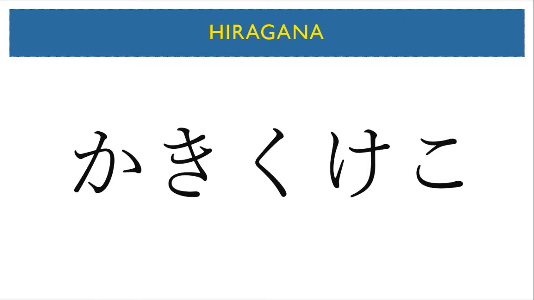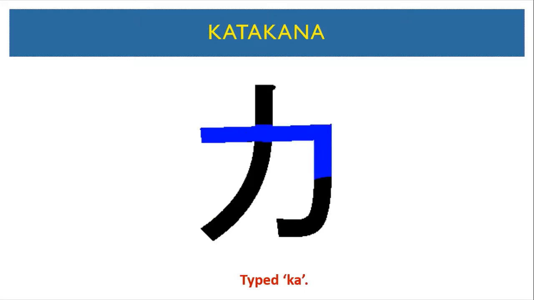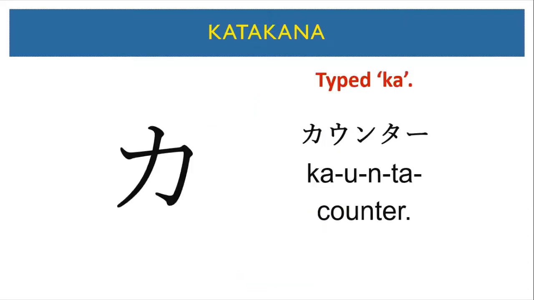Now we'll learn the katakana with the same pronunciation: ka, ki, ku, ke, ko. Again, same. So this is katakana. Ka. So ka, again type ka, and this is Counter. Counter.